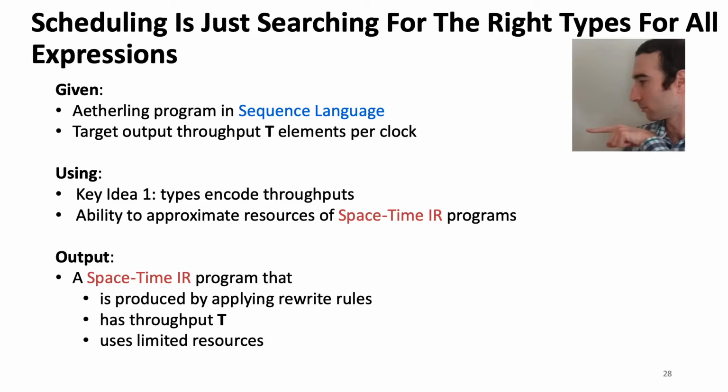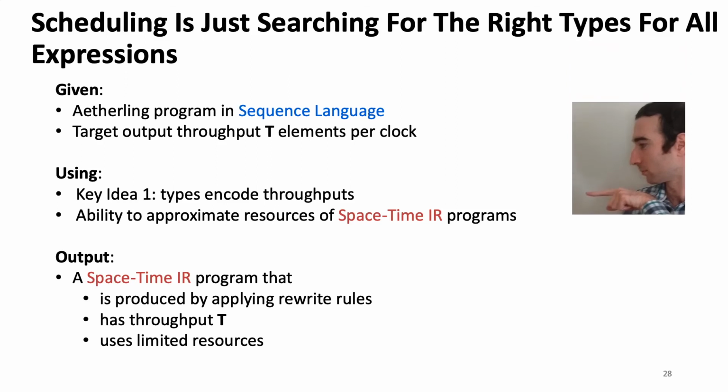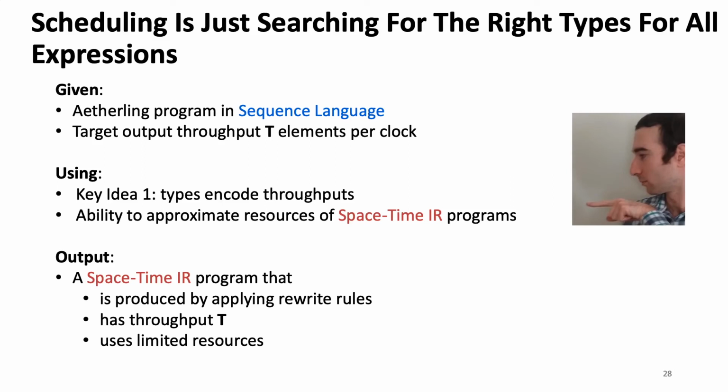to the spacetime IR. We refer to the process of picking rewrite rules as scheduling, since it determines how a program executes in space via parallelism and time. The inputs to scheduling are an Aetherling program in the sequence language and a target output throughput of t elements per clock. The scheduler uses two important features of the spacetime IR. First, key idea 1, that types encode throughputs, and second, since our operators are really simple, we can approximate the amount of resources required by programs built out of the operators.